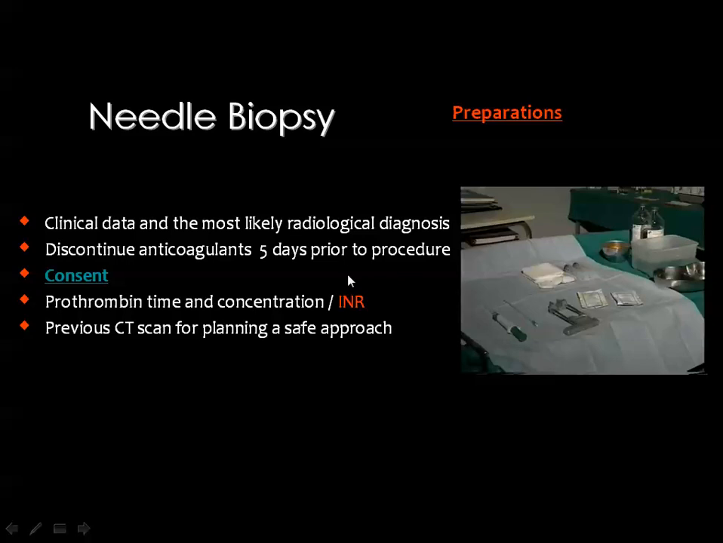Then if the patient is on anticoagulant therapy for any reason, he should discontinue this treatment for 5 days before the procedure. In many institutions, the consent signed by the patient or his relative should be available before the exam. Then you should have a look on the coagulation profile of the patient, especially the prothrombin time and concentration, as well as the INR. The previous CT scan or the previous imaging techniques should be available for planning a safe approach for your needle.